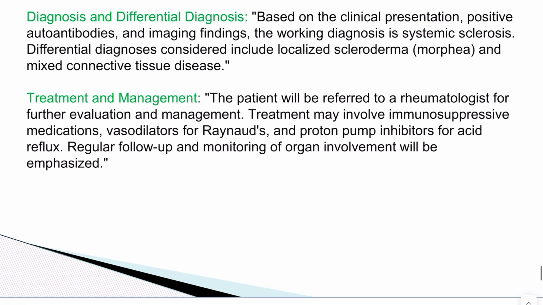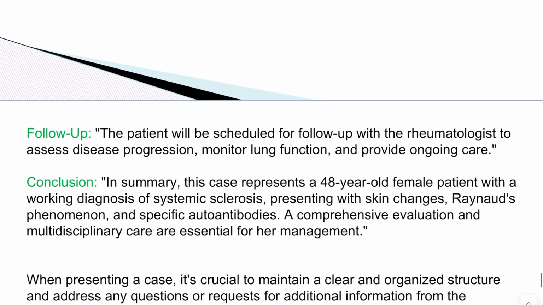So the patient will be referred to a rheumatologist for further evaluation and management. Treatment may involve immunosuppressive medications, vasodilators for Raynaud's, and proton pump inhibitors for acid reflux. Regular follow-up and monitoring of organ involvement will be emphasized. The patient will be scheduled for follow-up with the rheumatologist to assess disease progression, monitor lung function, and provide organ care.